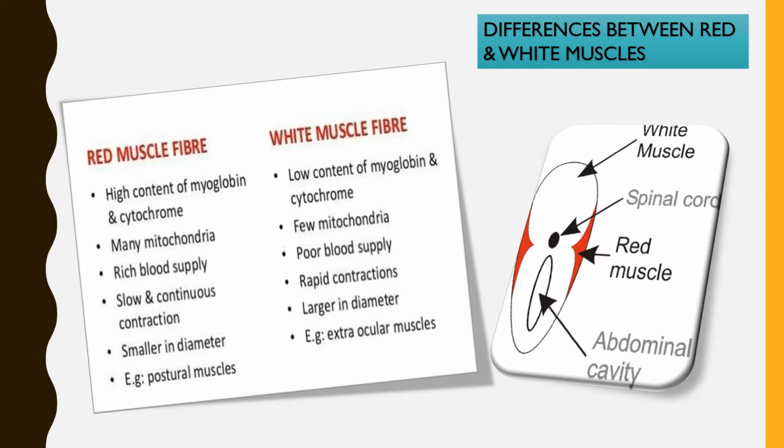And for example, you can say postural muscles and extraocular muscles. You can see the actual difference. White muscle, spinal cord, red muscle has been shown in the diagram along with the abdominal cavity. Now the question is, what is myoglobin?